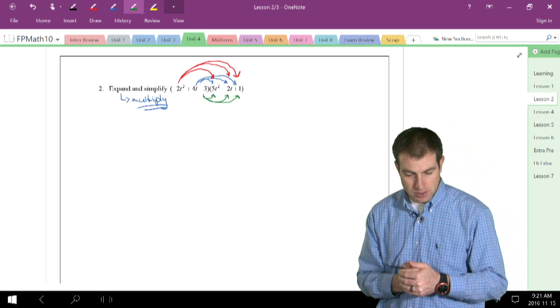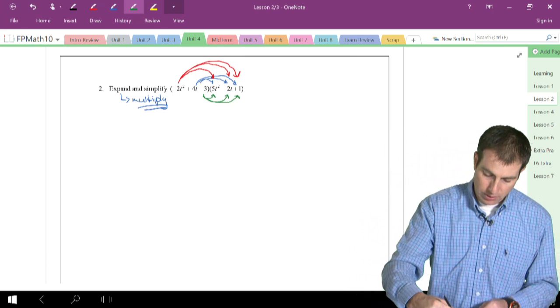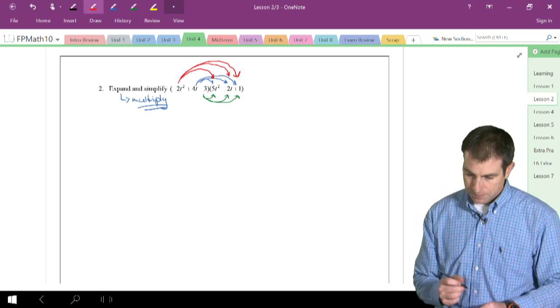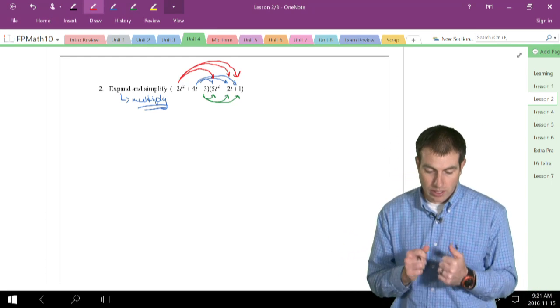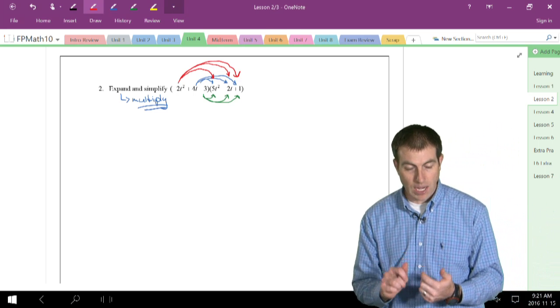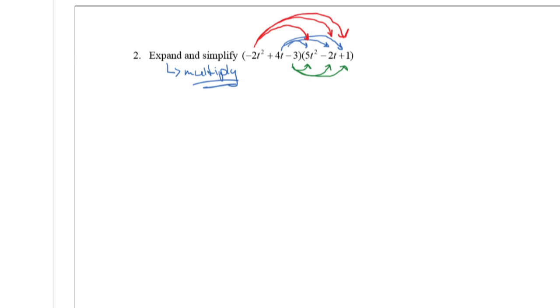Nothing new, just a little bit more complicated. All right, do a little warm up here. Let's go. Negative 2t squared times 5t squared. So I'm starting at the beginning. It's going to give me negative 10. T squared times t squared is t to the 4. You know what? I'm going to move this all over to the left a little bit. I'm probably going to run out of room. Negative 10t to the 4. So there's my first one.